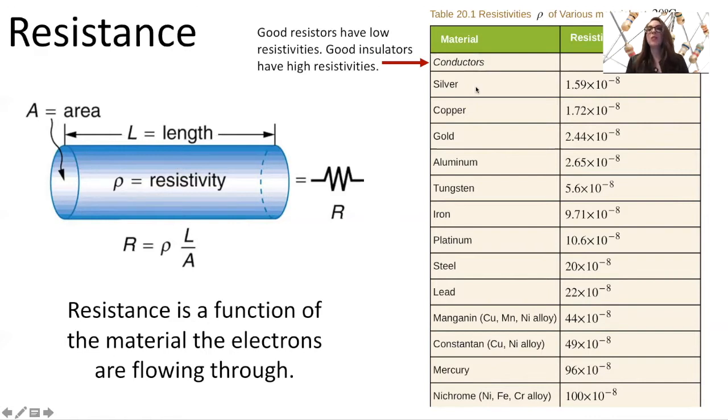Okay, and so if we look at these conductors here, we see that silver actually has a pretty low resistivity. As we go down here, the resistivity of this material is increasing. So as you go to larger resistivities, that means you're becoming more and more of a better insulator. So good conductors have low resistivities. Good insulators have high resistivities.